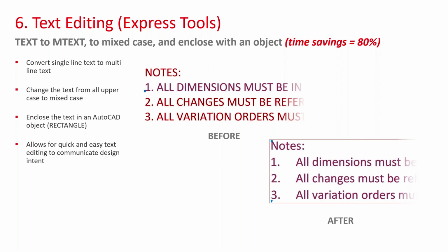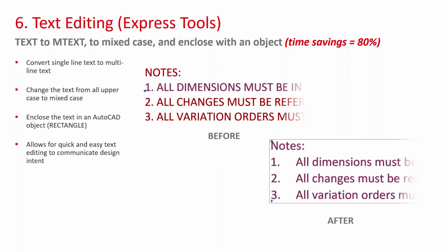But we're going to look in this case at converting some single line text to multi-line text, changing the text from all uppercase to what I call mixed case or sentence case. We're going to enclose the text in an AutoCAD object, a rectangle, and that allows for quick and easy text editing to communicate your design intent, because it's all multi-line text, and multi-line text allows you to work almost like a word processor. But again, time savings. Look at the time savings you get in the slide in this case, 80%. And you'll see why when we jump into the video in a moment.